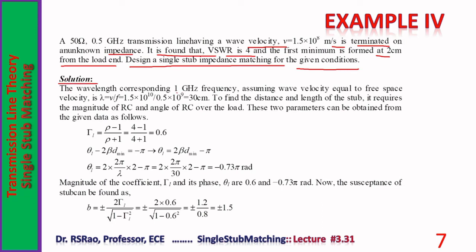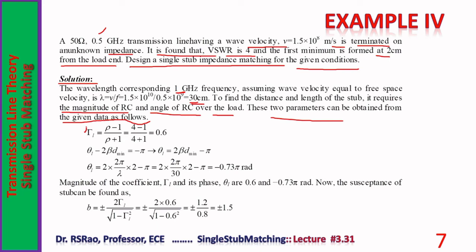Wavelength corresponding to 0.5 GHz, assuming wave velocity equal to free space velocity, is 30 cm. Lambda is V by F, frequency is given as 0.5 gigahertz. So lambda is 30 cm. To find the distance and length of the stub, it requires the magnitude and angle of the reflection coefficient over the load. These two parameters can be obtained from the given data as follows.